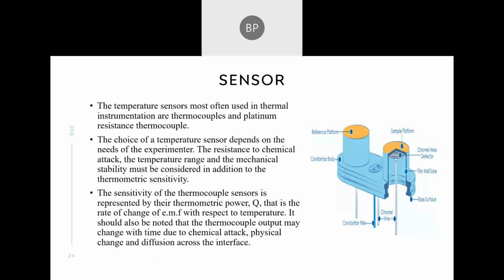Now coming to the sensor. Here, thermocouples are used to identify the temperatures in the sample and reference. So thermocouples and platinum resistance thermometers are used. The choice of temperature sensor depends completely on the need of the experimenter, and the resistance to chemical attack, the temperature range, and the mechanical stability must be considered in addition to the thermometric sensitivity. Sensitivity is an important term that needs to be discussed when we talk about sensors.